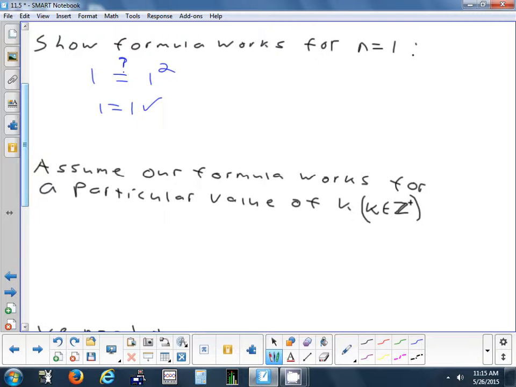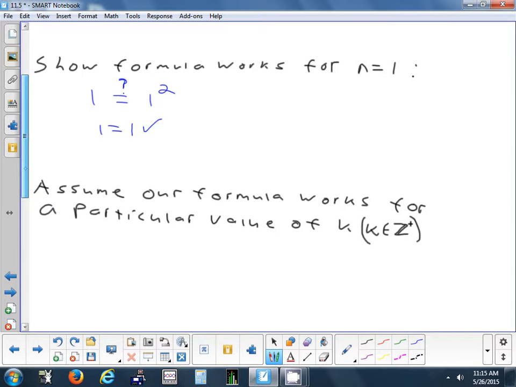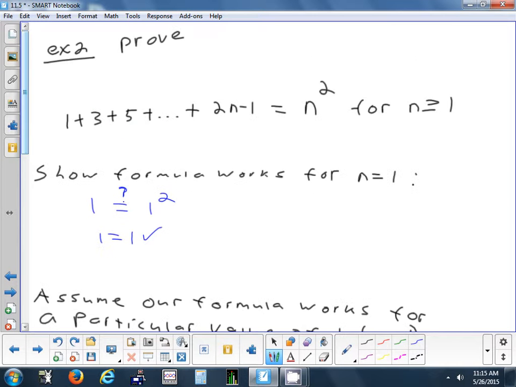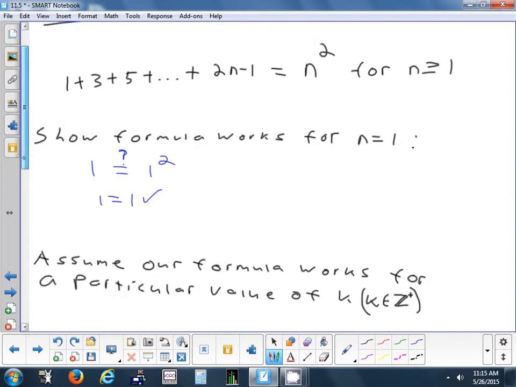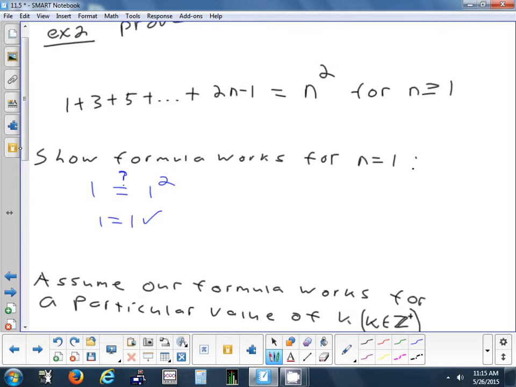Now assume that it works up to a particular value of k. We don't know if it works all the way up to n, but at least we know that it works up to some value k. And if nothing else, we at least know that it works up to 1. Okay, we at least know it works up to 1.